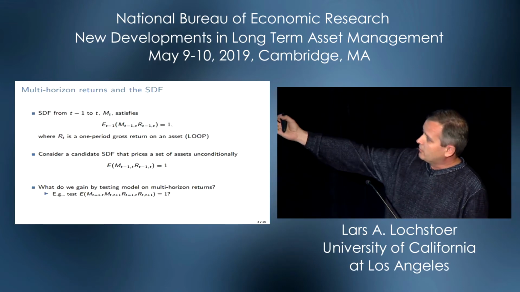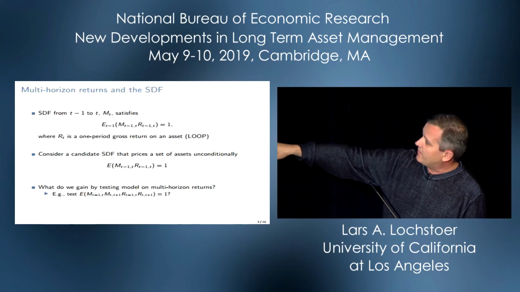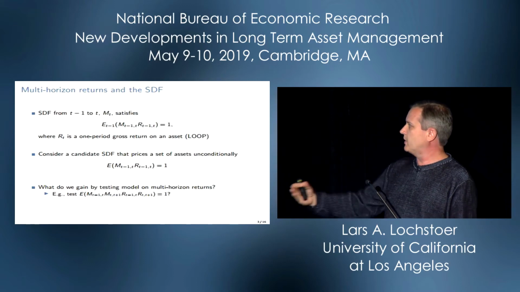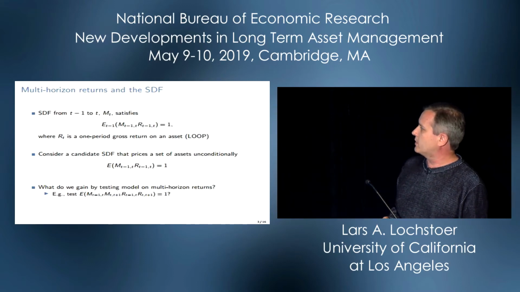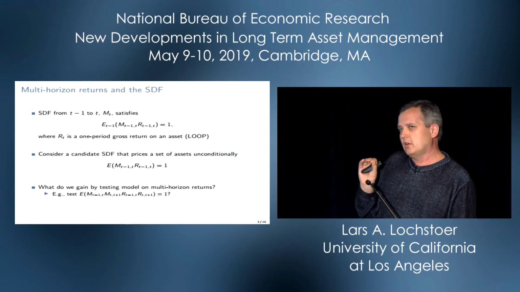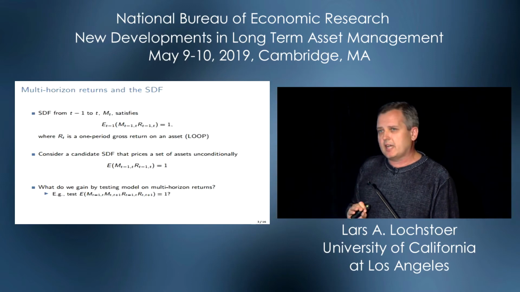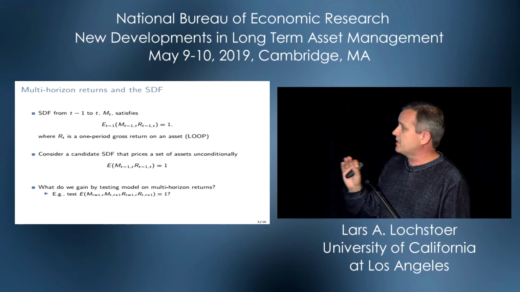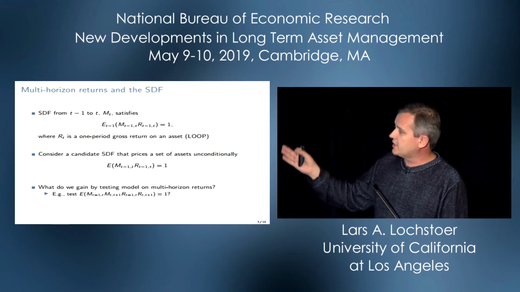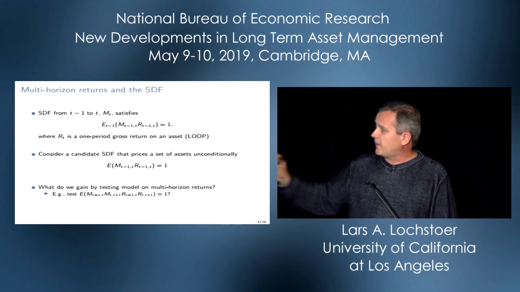So number one, the conditional law of one price. We all know that. Just in notation, t-1, t, I'm highlighting that we're going to think about the maturities or horizons. So here's the exercise I'm going to go through right now. Think about the second bullet here. Think about a candidate stochastic discount factor that prices a set of assets unconditionally. And the R's here are gross returns. All right? So now I'm going to ask the following question, which is the final bullet.